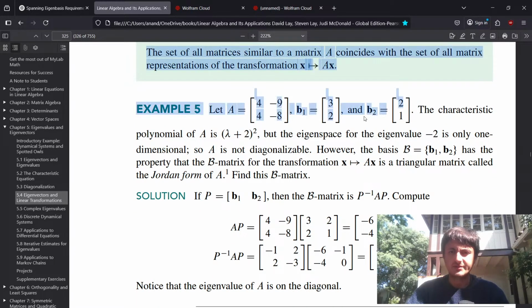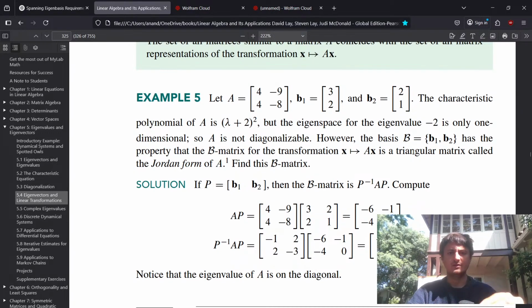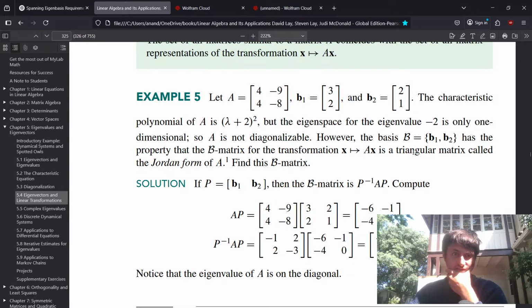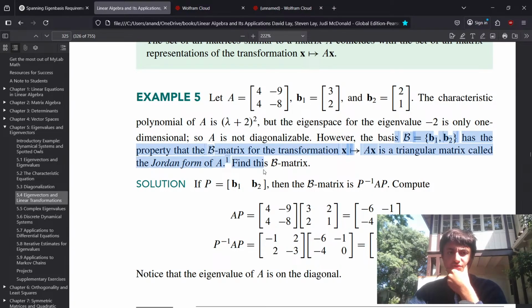The characteristic polynomial, but the eigenspace for the eigenvalue -2 is only one dimensional, so A is not diagonalizable. However, the basis B has the property that the B matrix for the transformation is a triangular matrix called the Jordan form of A.